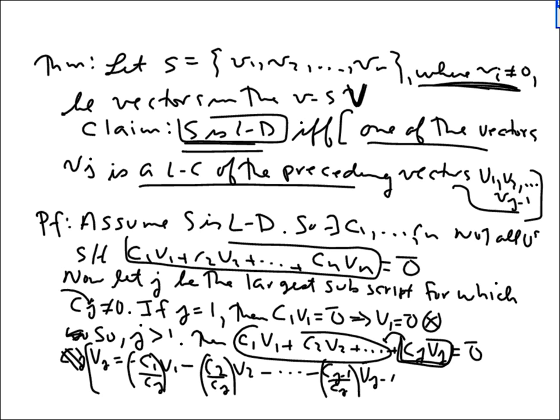So yeah, one of the vectors, vj, is a linear combination of the preceding ones. Here, I wrote vj as a linear combination of the preceding ones, v1, v2, up to vj minus 1. And that half of the proof is 100% valid.